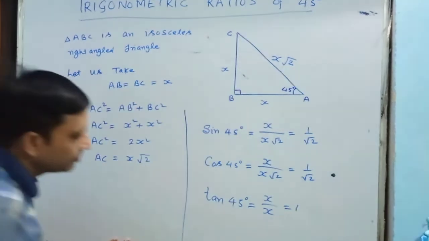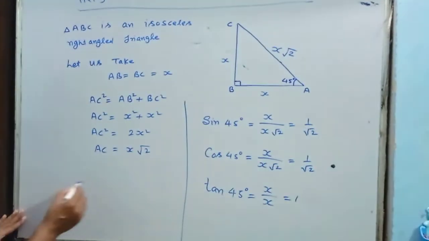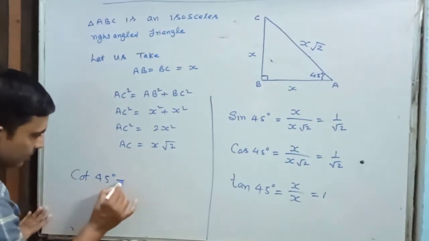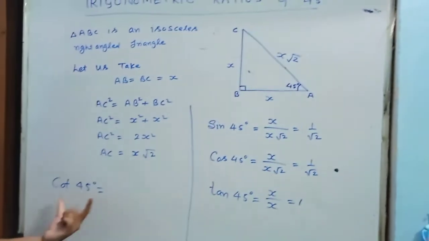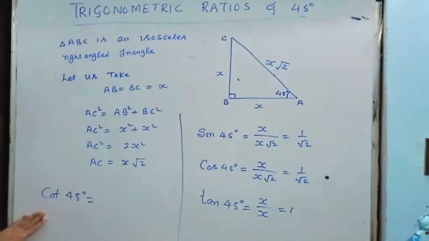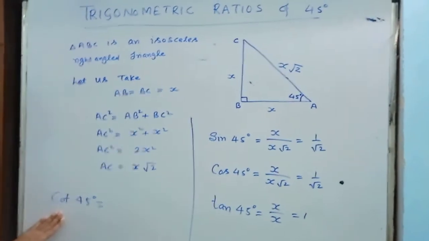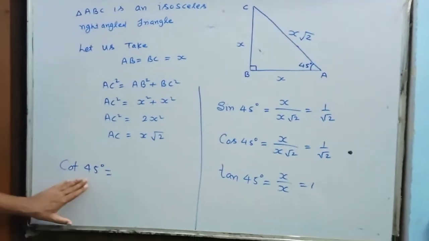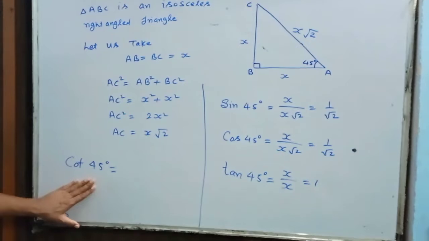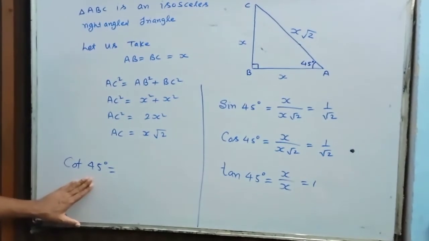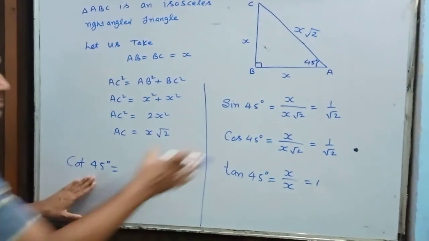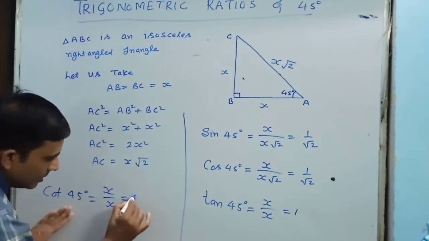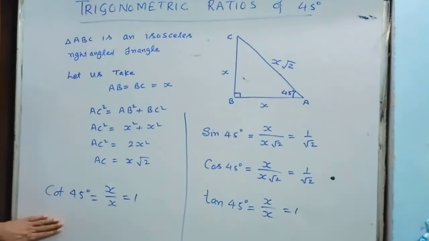In the same way, for finding the value of cot 45 you can directly use, that is cot theta is 1 by tan theta. So cot 45 degree, it is 1 upon tan 45 degree, that is 1 by 1 is equal to 1. Or you can find it by definition. By definition, what is it? It is ratio of base to perpendicular, that is x by x, 1. You can find it from the definition also, or you can use formula.